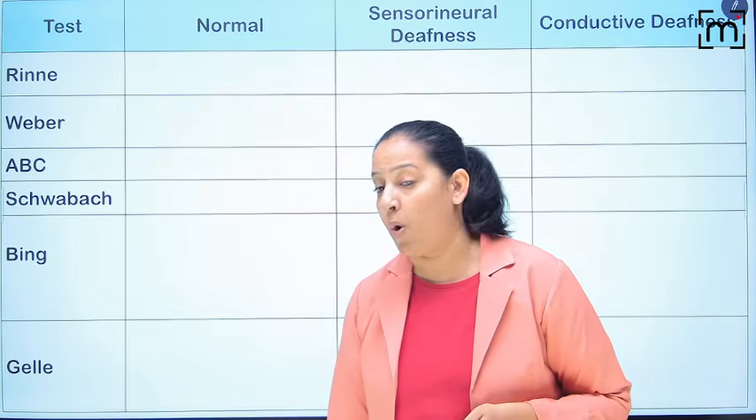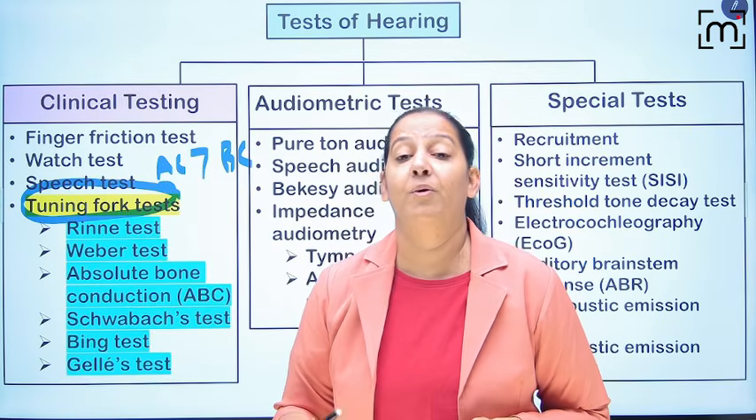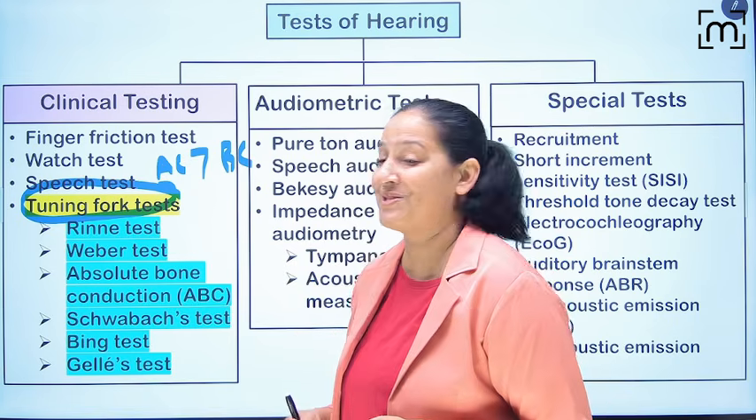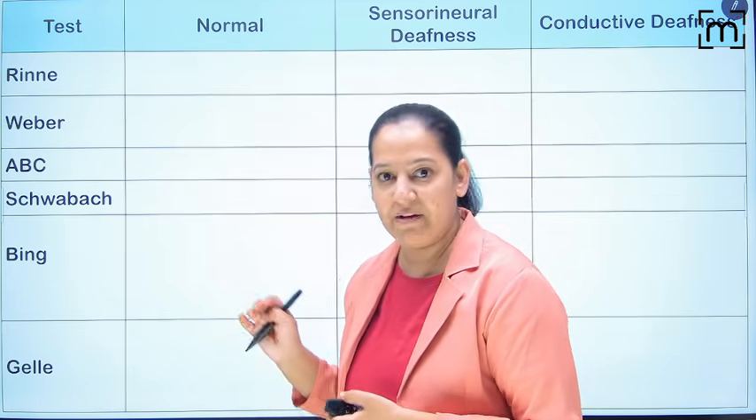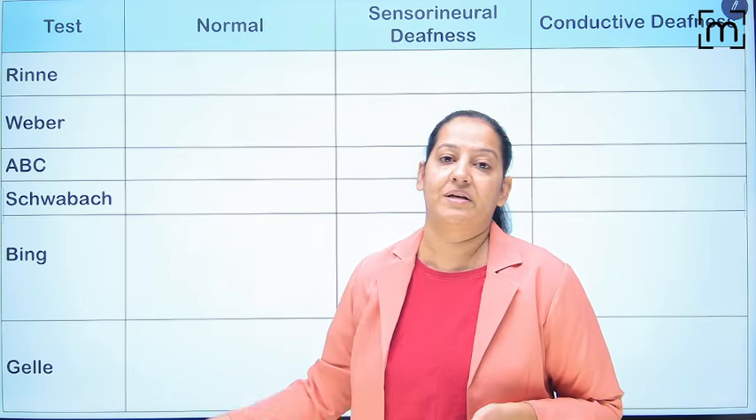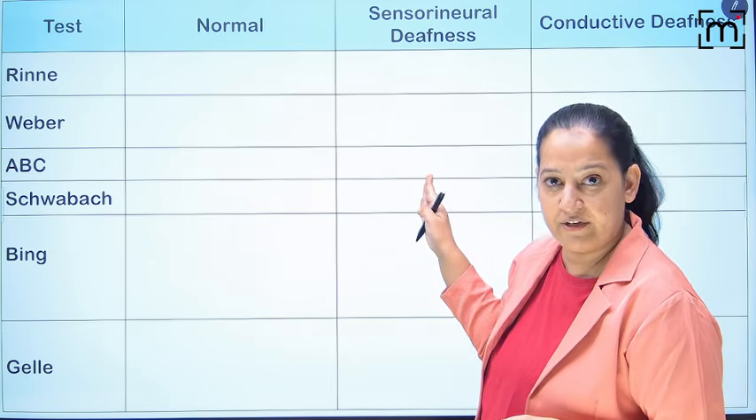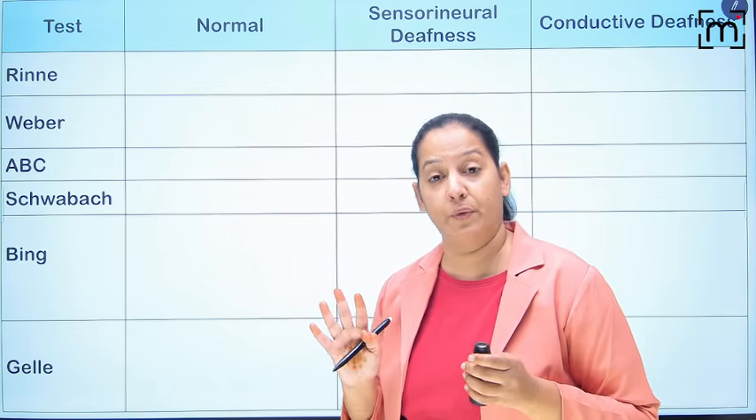Now, I request all the audience, everyone who is watching me live right now, and the one who will watch the recordings later on, thousands of students, please take out your notebooks. Make this table with me. The 6 tests you can see. Now what is the result of these all tests? Normally, in conductive deafness, in sensorineural deafness. Please make it. If you're not making it, you are doing a big mistake.